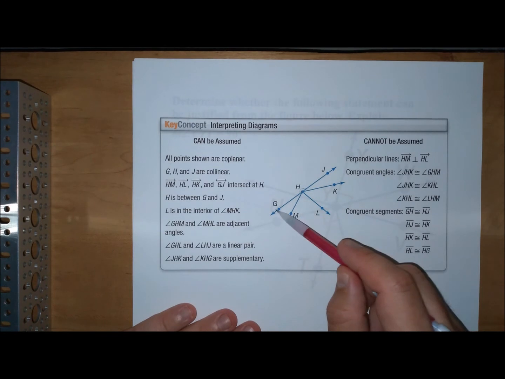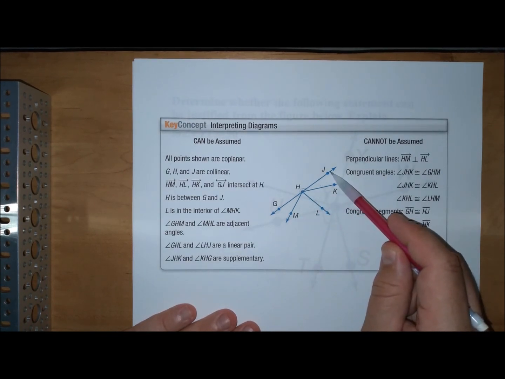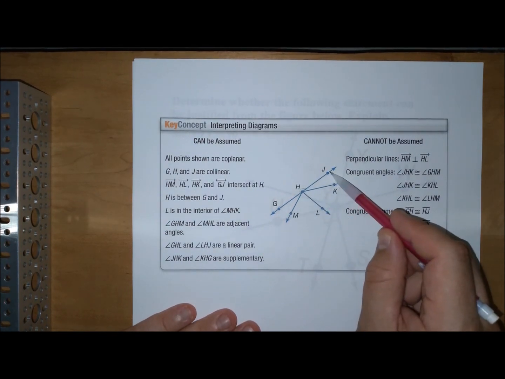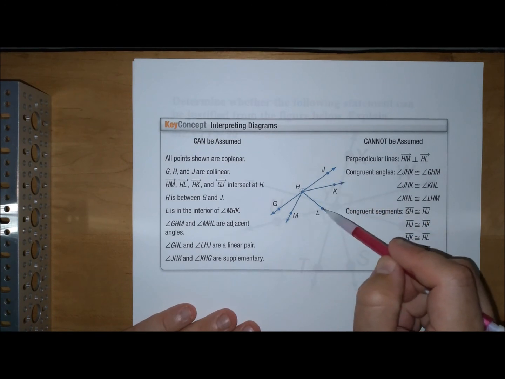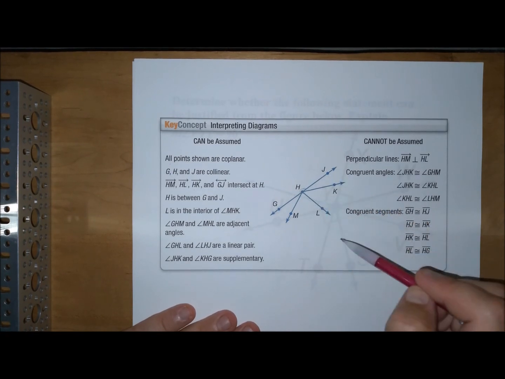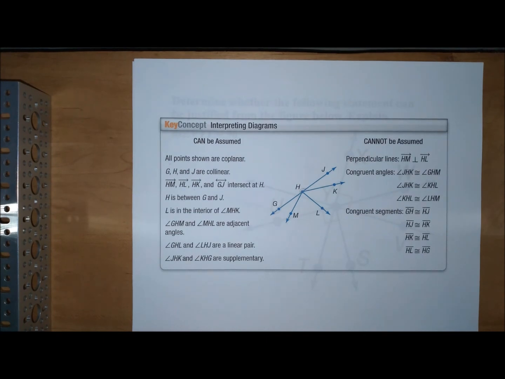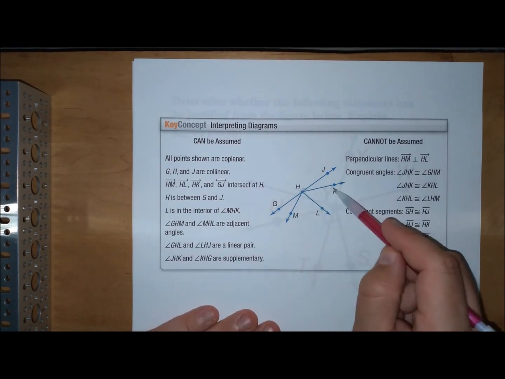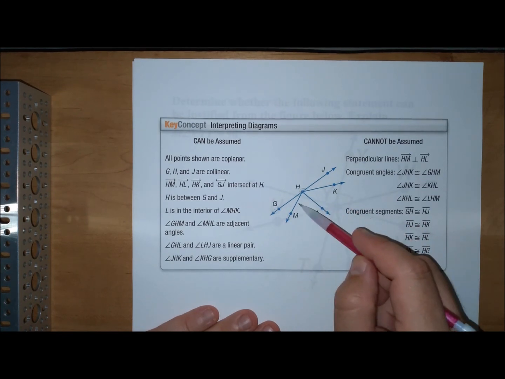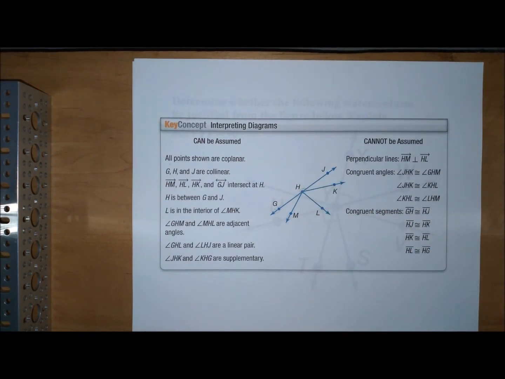We can assume that GHL and LHJ form a linear pair. This follows logically from the fact that G, H, and J are collinear and that all of these rays intersect at point H. We can definitely conclude, therefore, that we've got a linear pair there. And by the way, there are other linear pairs hiding in here as well. We can assume that angles JHK and KHG are supplementary. Again, that's another linear pair. So yes, we can assume that they're supplementary.